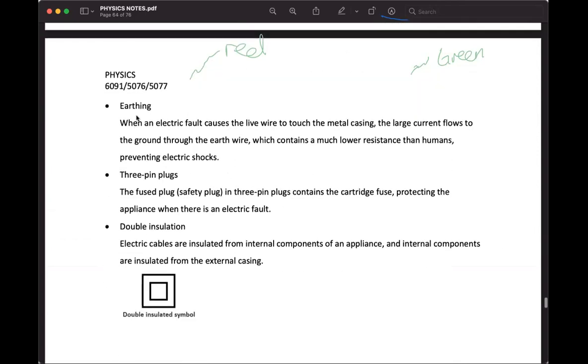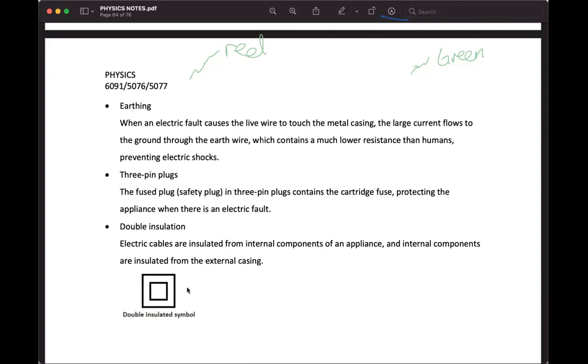The last part is earthing. When your appliance has a metal casing, a large current can flow to the ground through the earth wire, so that when you touch the metal casing, you will not get an electrical shock. For a 3-pin plug, one of the pins has the earth wire. Some of your appliances have only a 2-pin plug. And a plug itself always has a fuse. This fuse will burn when your current goes too high.